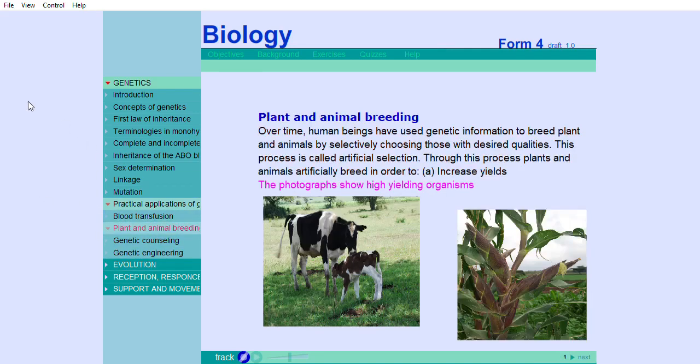Plant and animal breeding. Over time, human beings have used genetic information to breed plants and animals by selectively choosing those with desired qualities. This process is called artificial selection. Through this process, plants and animals are artificially bred in order to increase yields. The photographs show the high-yielding organisms.